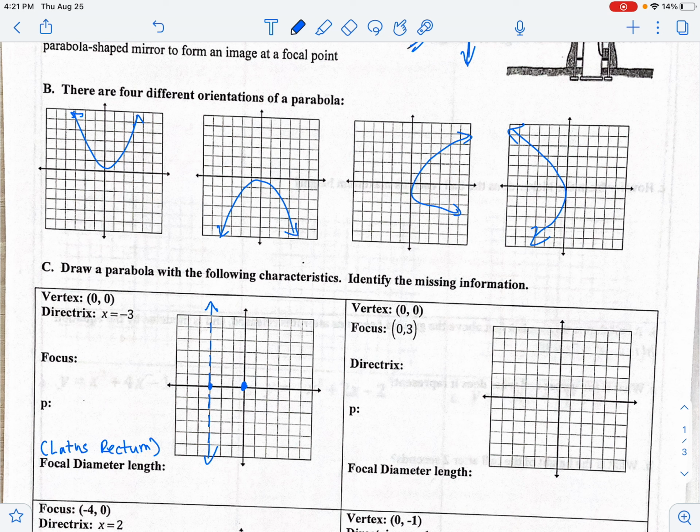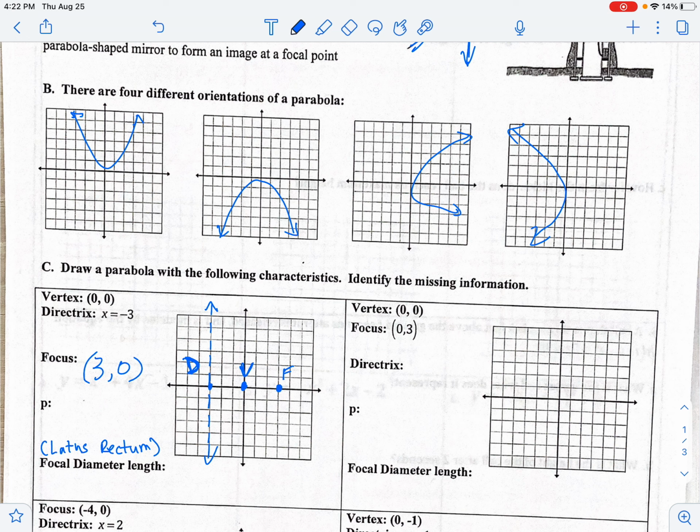Now I know my focus is on the other side of the vertex. So this is the vertex. This is my directrix. I know the focus is on the other side of my vertex. So the focus is going to be the same distance from the vertex as the directrix. If the directrix is 3 spaces away from the vertex, I'll go 3 spaces away to find where my focus is. So this is going to be my focus, F for focus. So that coordinate would be 3, 0.